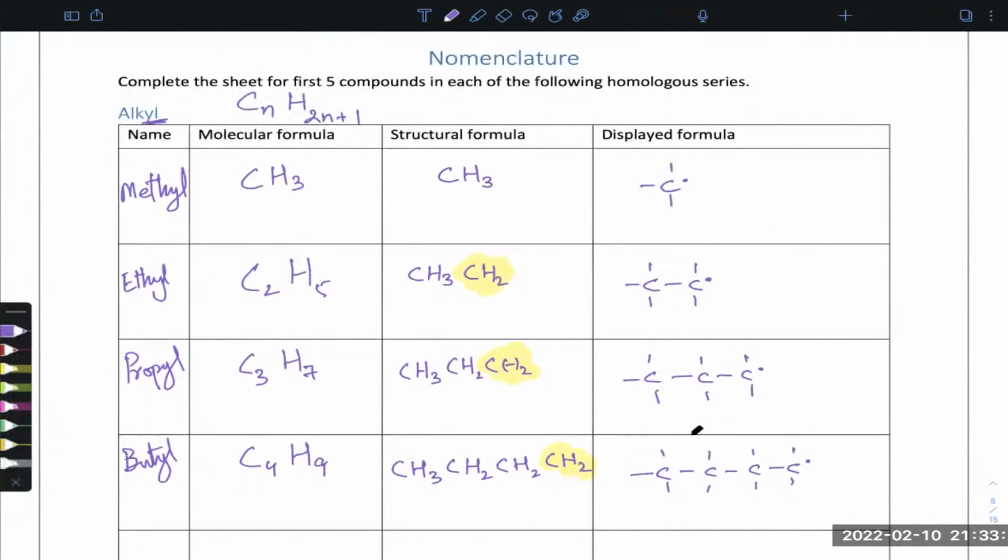Sir, displayed formula ऐसे क्यों है sir? वो आखिरी में भी H नहीं होना चाहिए. नहीं. Because alkyl is radical. Alkyl is branch. It is incomplete molecules. So last bond is always incomplete for them. इनसे हम बाकी चीजें बना सकते हैं. For example, if I add one more hydrogen to all of them, I will get alkanes.